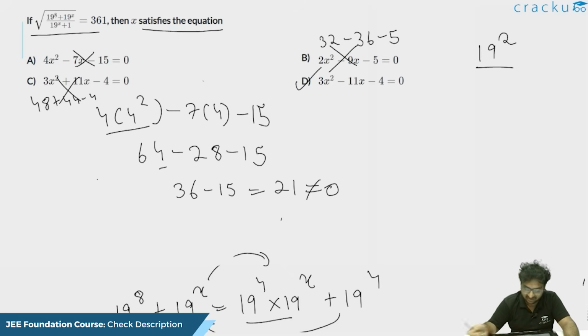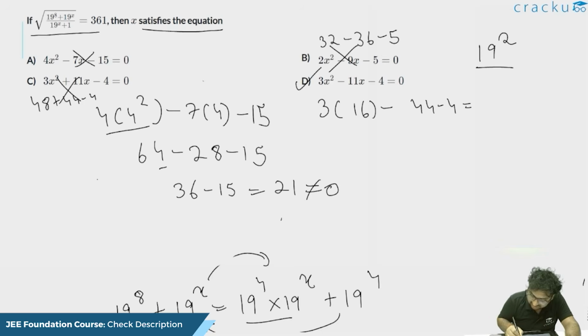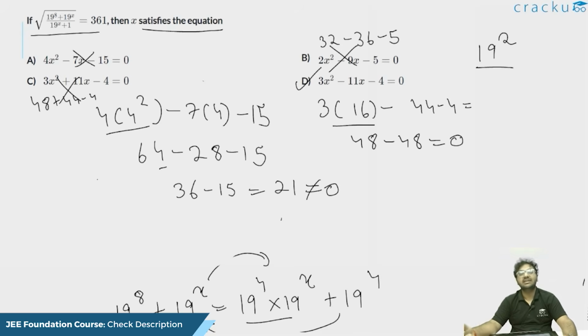But let us verify. So 3 into 4 square is what? 16 minus 11 into 4, 44 minus 4 equal to, so 3 16s are what? 48. 48 minus 48 is equal to 0. Hence option D is the correct answer. We have verified also.